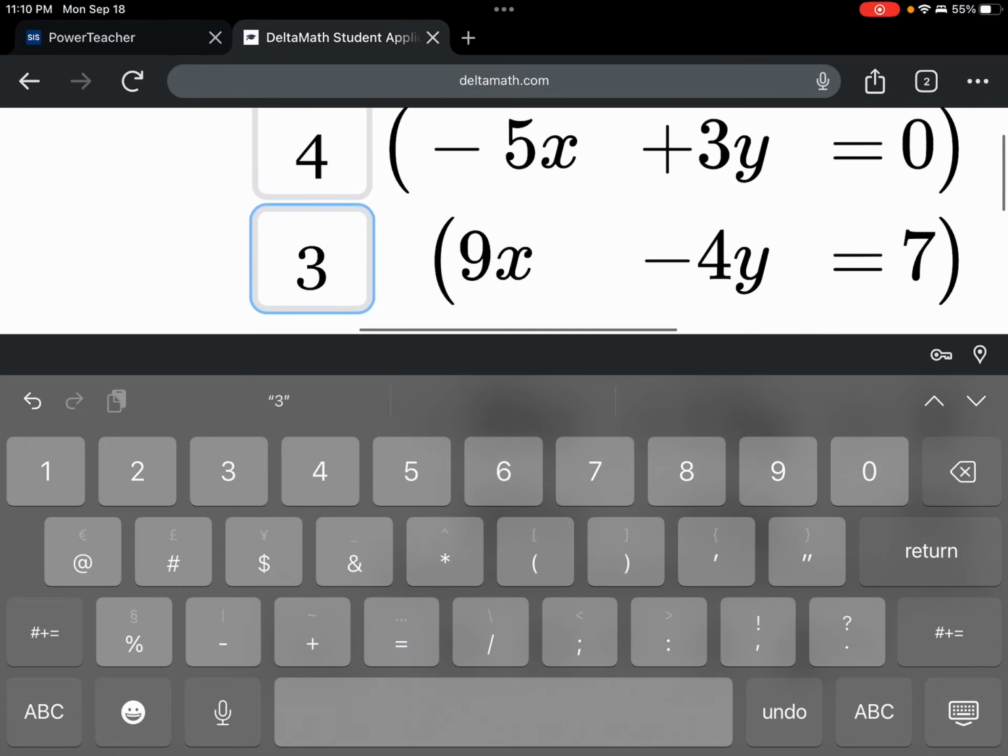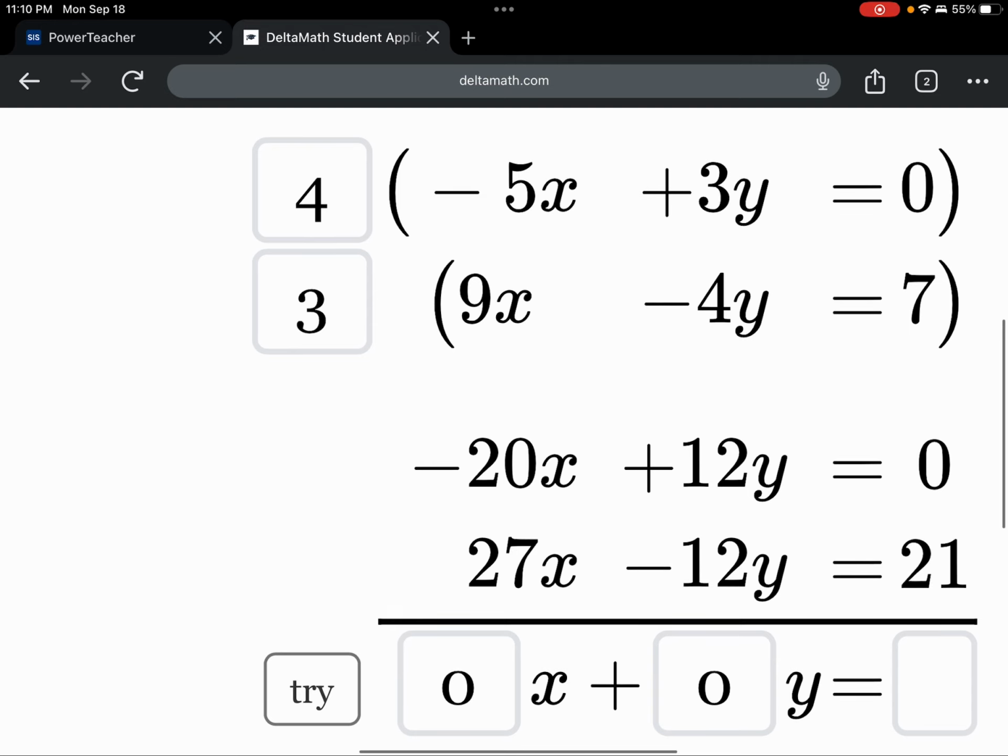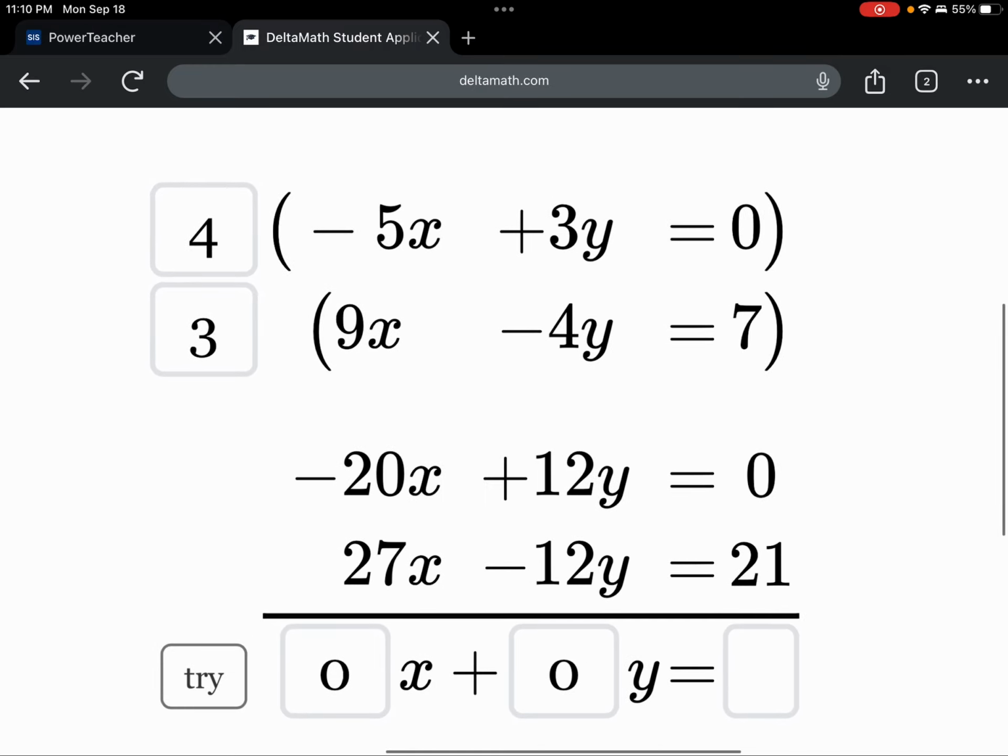If you choose the coefficient from the other question, what that means is the number in front of y in equation number 1 is 3. That's what I multiply by in the bottom equation. The number in front of y in the bottom equation is 4. I'm going to multiply the top equation by 4. And you can see now what Delta Math has done is made those things match.